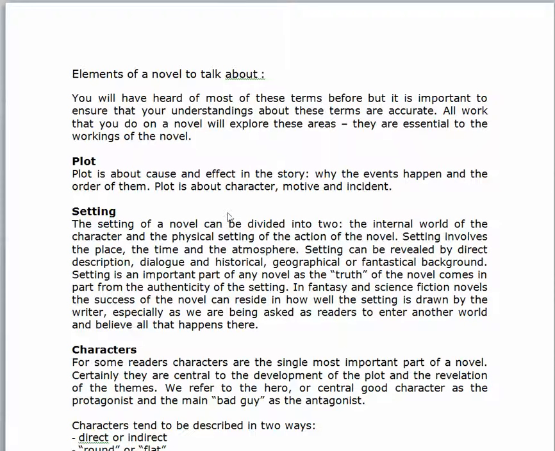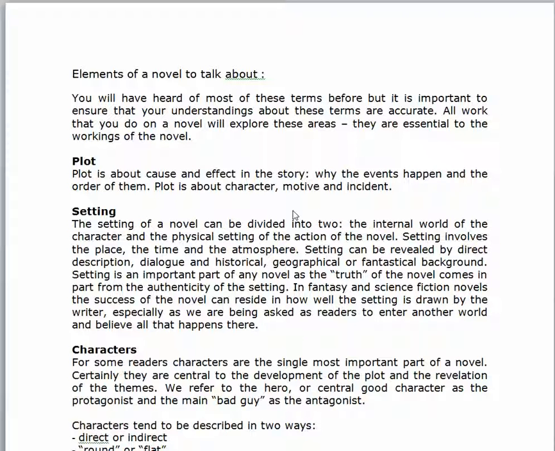And you can read as well as I can, but the plot is about not just what happens, it's also the cause and the effect. So what is it that drives the story, the character, the setting? What is the motive for the plot? And what's the major incident? Now, in some novels, there's a series of incidents. In others, there is one major incident.